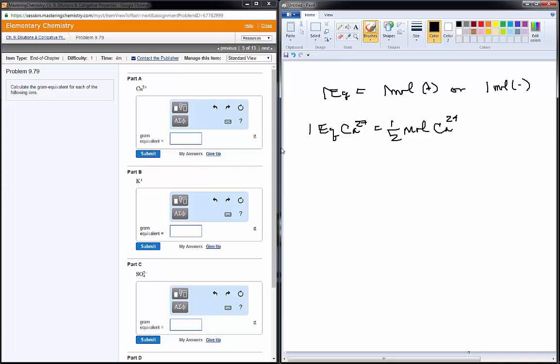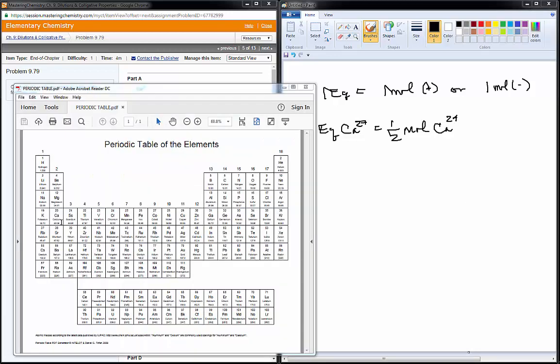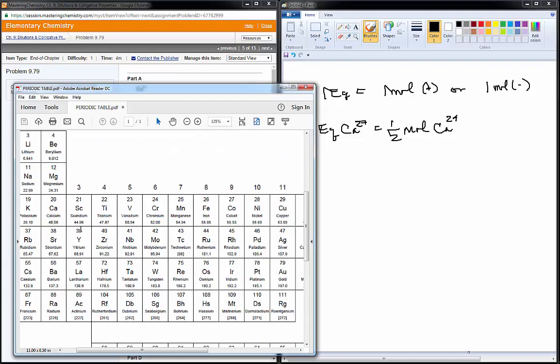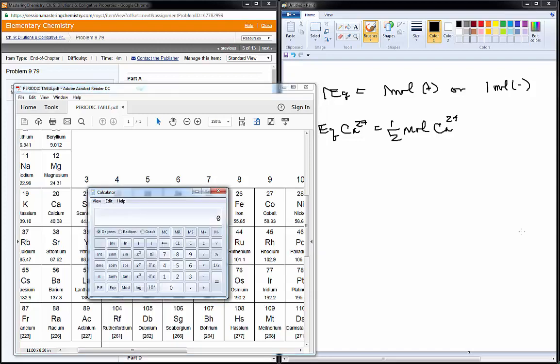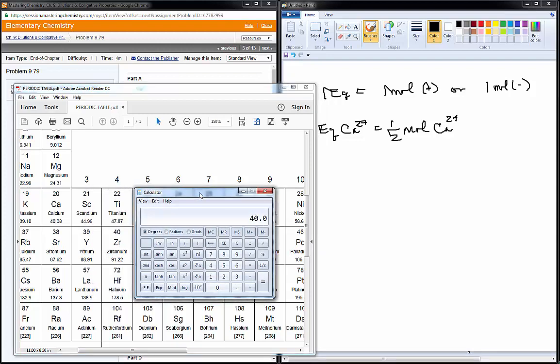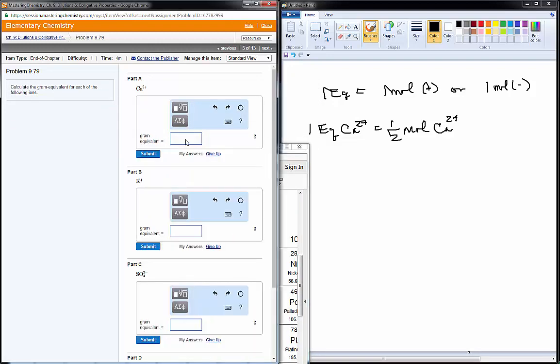So if we're going to do the gram equivalent, we're just going to need the mass of the calcium, and we're going to divide it by 2. So the mass of 1 mole of calcium divided by the charge then would be the gram equivalent for the calcium. So let's pull up the periodic table here, and we're going to zoom in on the calcium. Calcium has a mass of 40.08 grams in a mole. So 1 mole would be 2 equivalents. So we're going to do 40.08 divided by 2 to get 1 equivalent. That's going to be 20.04 grams.